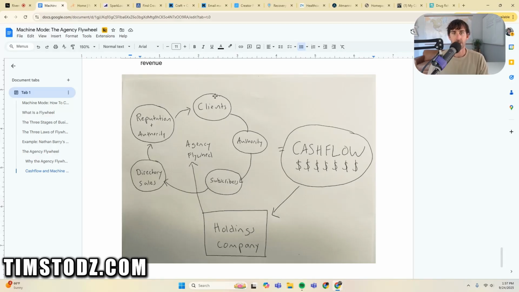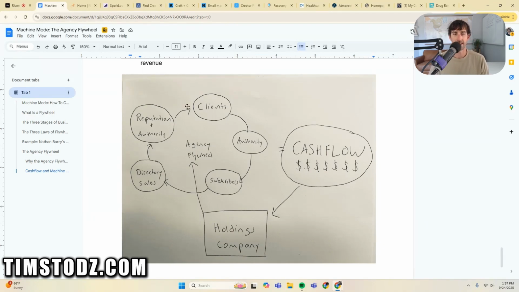So there was the clients, the agency, which builds authority, which leads to newsletter subscribers, which leads to directory sales, which leads to more authority, right? And around and around and around it goes. But the genius unlock that I had, humbly, is that the agency flywheel was just a piece of the machine mode flywheel, where now the whole entire thing ratchets around and around and around.